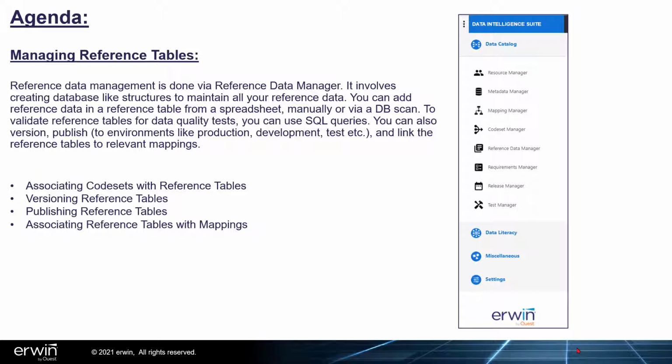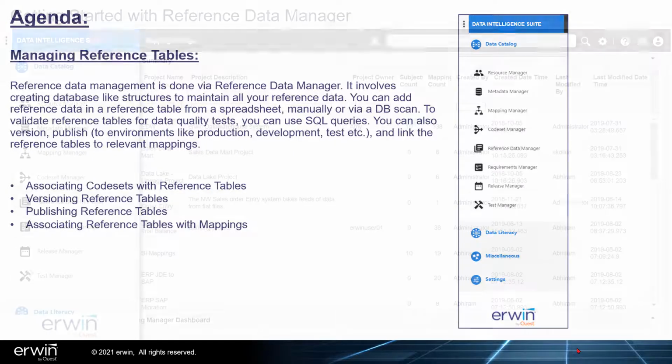You can also version, publish to environments like production, development, test, etc., and link the reference tables to relevant mappings. We'll cover associating code sets with reference tables, versioning reference tables, publishing reference tables, and associating reference tables with mappings.